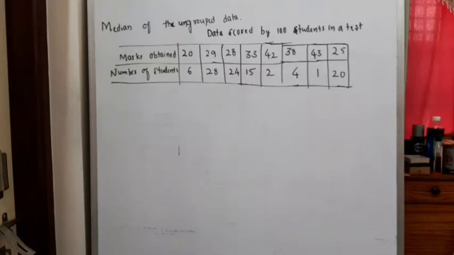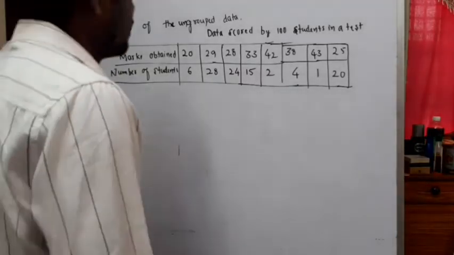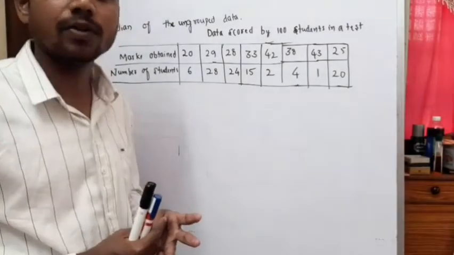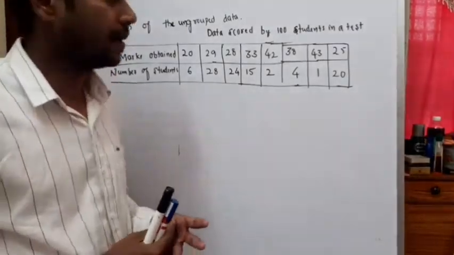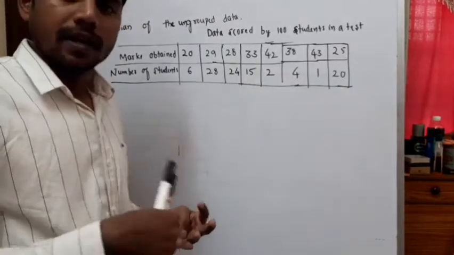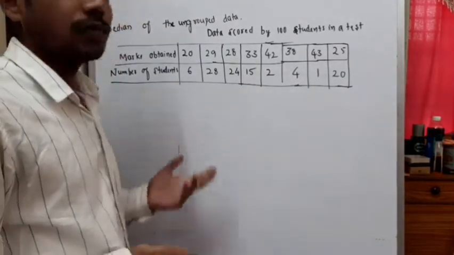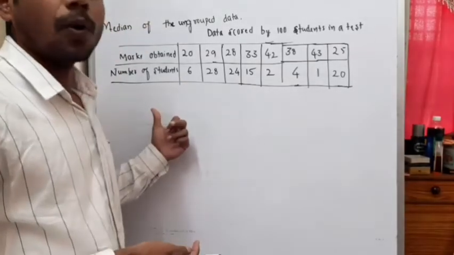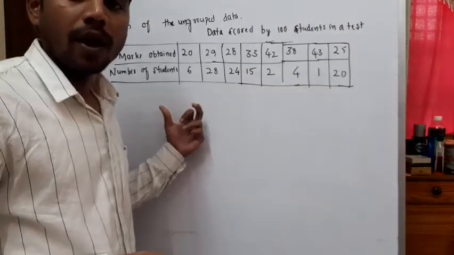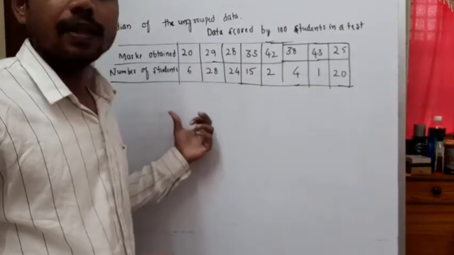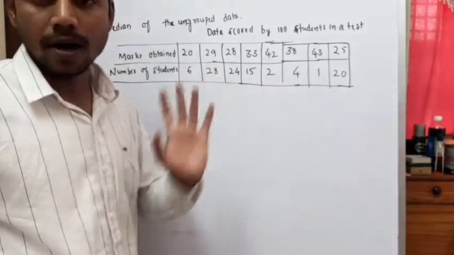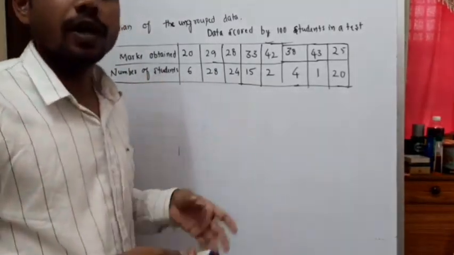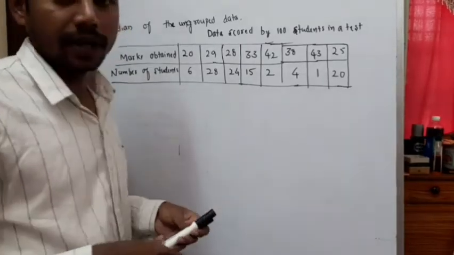Dear students, we'll start with the introduction for the third exercise. In the first exercise, we studied how to calculate the mean for grouped data as well as ungrouped data. And in the second video, in exercise 14.2, what did we learn? We learned how to find the mode of a given data, that might be grouped data or ungrouped data. Here in the third exercise, we are going to learn how to find the median of a given data.